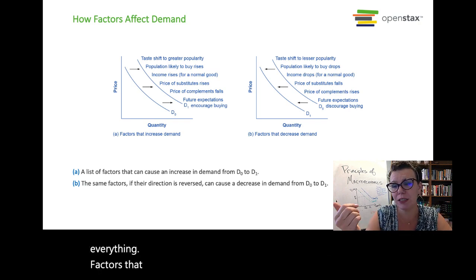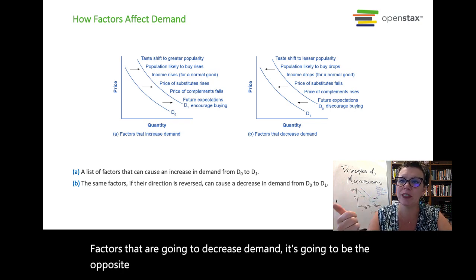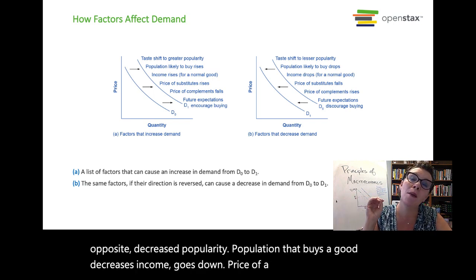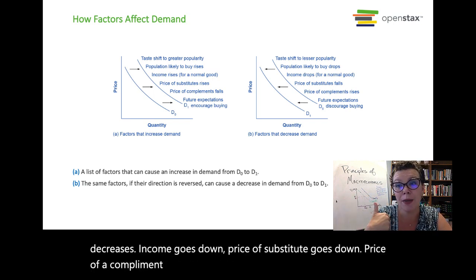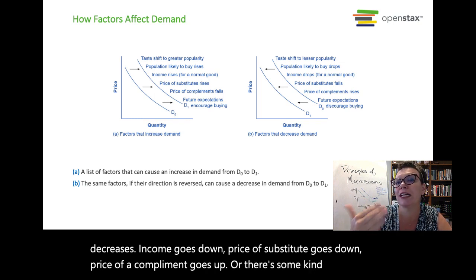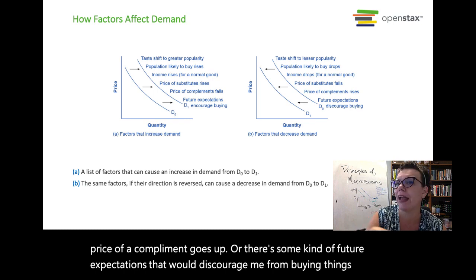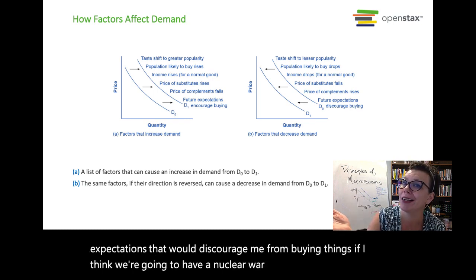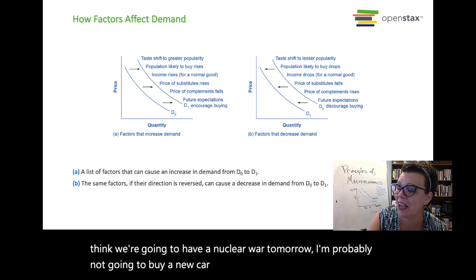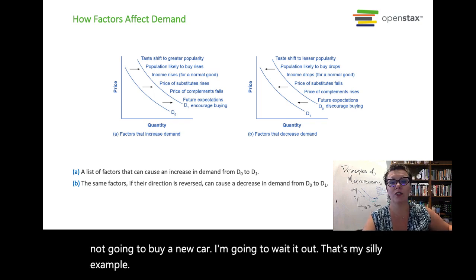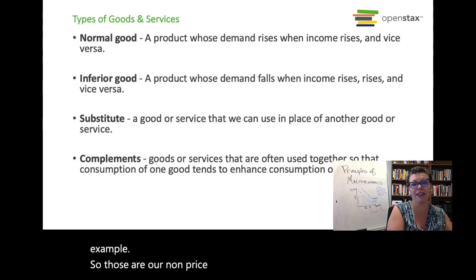Factors that are going to decrease demand, it's going to be the opposite. Decreased popularity, population that buys a good decreases, income goes down, price of a substitute goes down, price of a complement goes up, or there's some kind of future expectations that would discourage me from buying things. If I think we're going to have a nuclear war tomorrow, I'm probably not going to buy a new car. I'm going to wait it out. That's my silly example. So those are our non-price determinants that can affect demand.